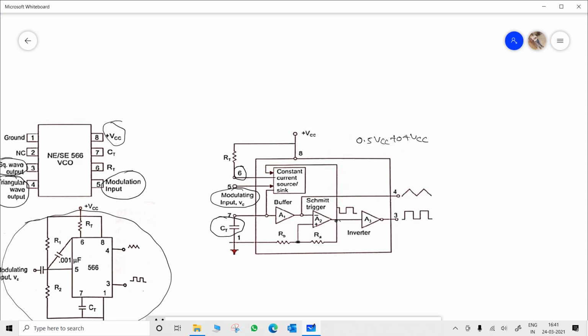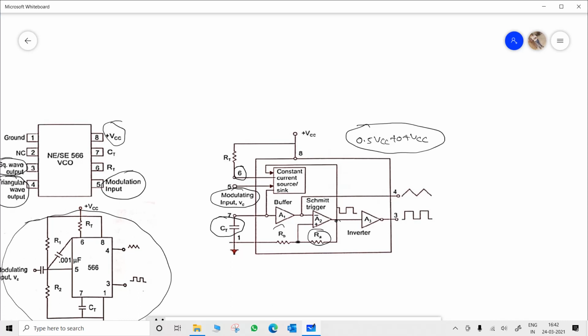The Schmitt trigger circuit is so designed that the output voltage V0 will vary between 0.5 VCC and plus VCC. As you are aware, a Schmitt trigger basically gives an output in the form of a square wave. This square wave value will vary between 0.5 VCC and plus VCC. And then you have a resistor which is acting like a positive feedback.